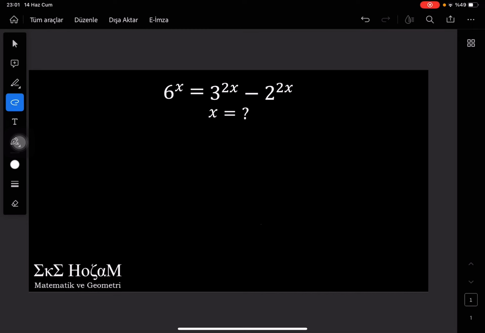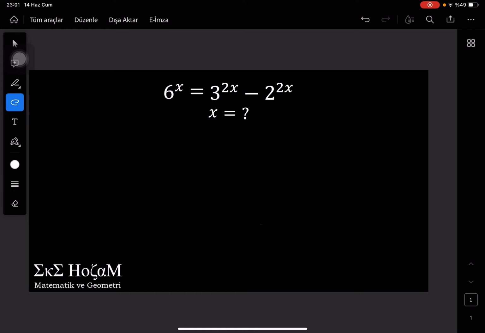Hello everyone, in this question I'm going to show you my solution method to solve this question. First of all, at first glance you can think that substituting 0 or 1 instead of x may be the solution of this equation.